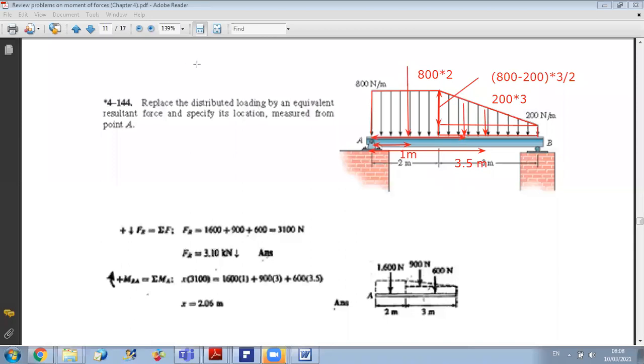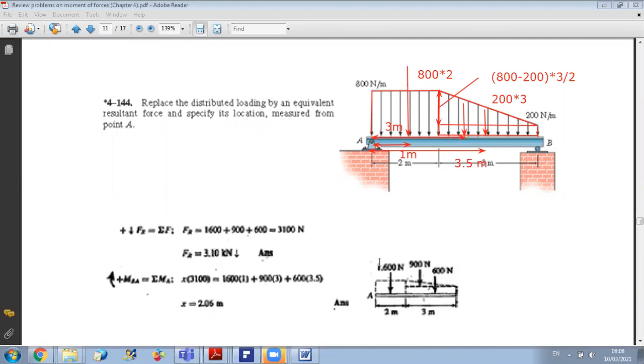Okay. Once I am done with this step, I have converted my problem from the case of distributed load to 3 concentrated forces. Okay, so as you can see here in the figure, you have 3 concentrated forces, and you know the point of application of each. So now you can easily replace by an equivalent force.